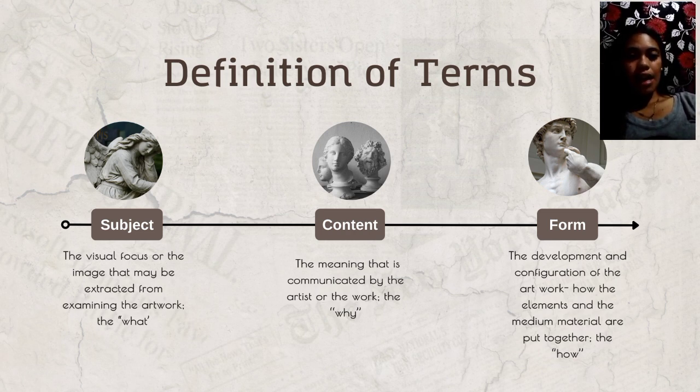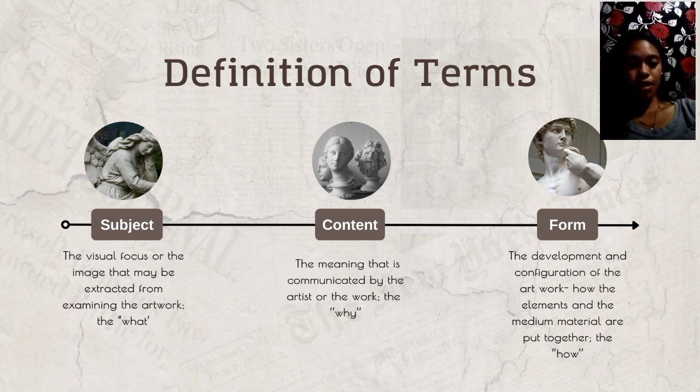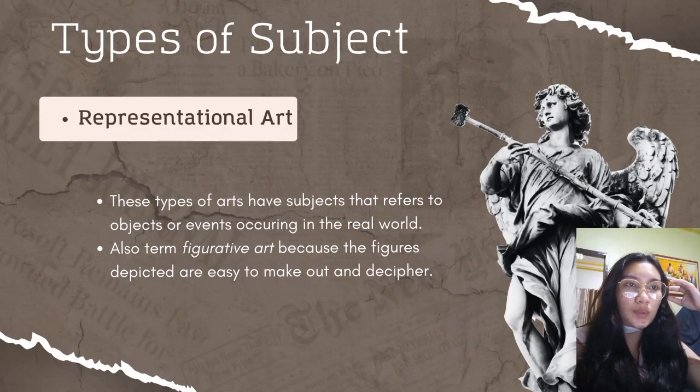Think of it as the structure and organization of the artwork, the way the artist uses line, shape, color, texture, space, and composition to create a visual experience. There are two types of subject in arts. The first one is representational art.